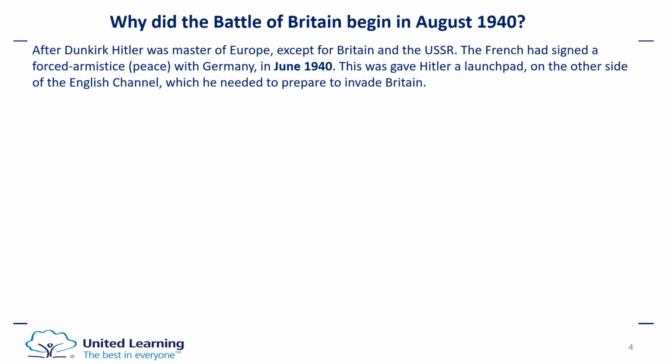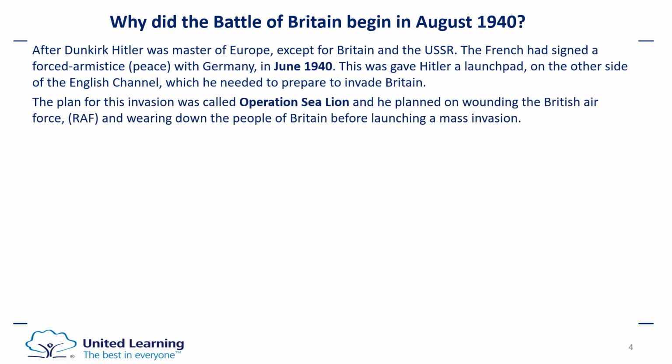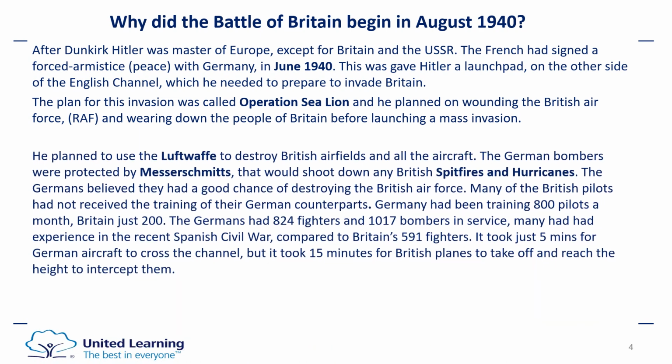After Dunkirk, Hitler was master of Europe, apart from Britain and the USSR. The French had signed a forced armistice peace with Germany in June 1940. This gave Hitler a launch pad on the other side of the English Channel, which he needed to prepare to invade Britain. The plan for the invasion was called Operation Sea Lion, and his plan was to wound the British Air Force, the RAF, and wear down the people of Britain before launching a mass invasion.